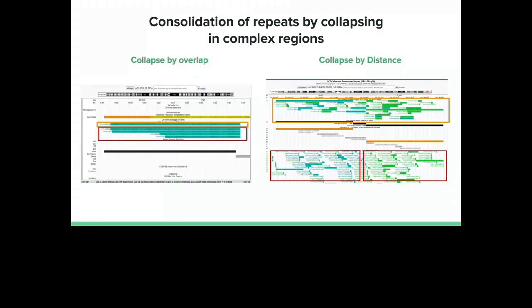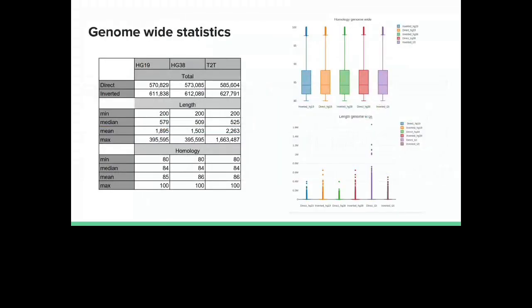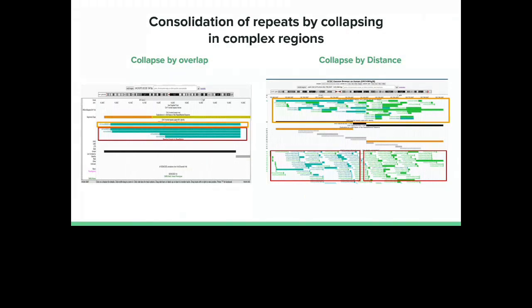And this is an example of a real case scenario to observe how the collapsing algorithm is working in real data. So in the picture that is at the right, you can observe in the lower panel that there are a few repeats that are overlapping among each other. And in the upper panel, you can observe how they are already collapsed into one.